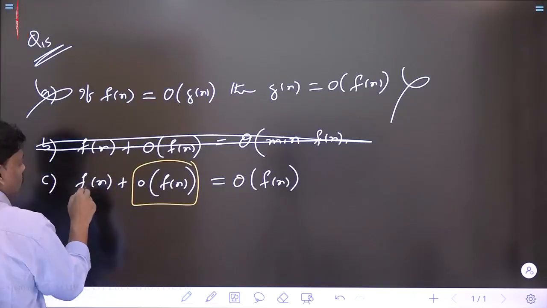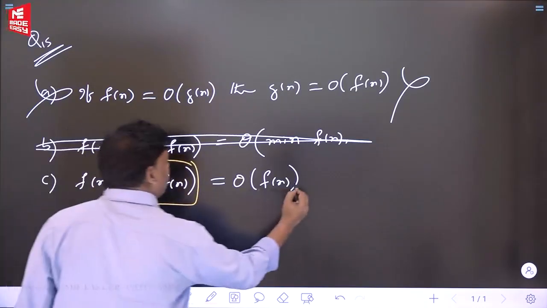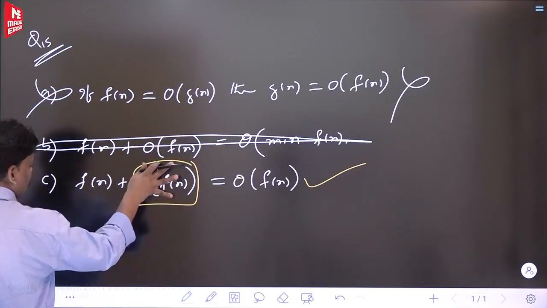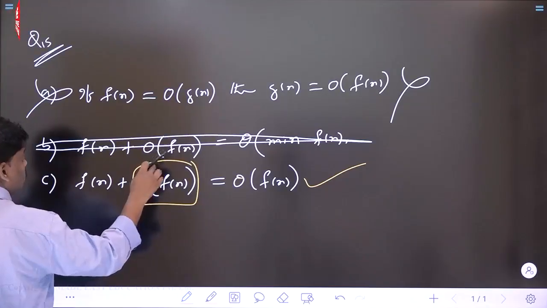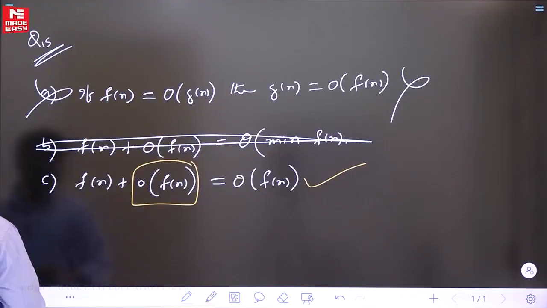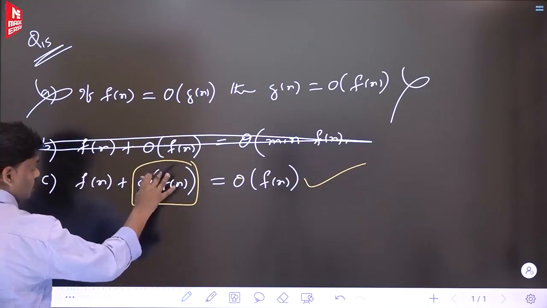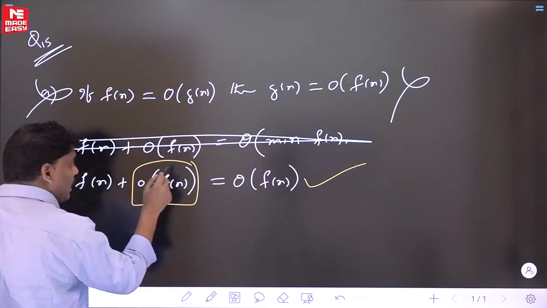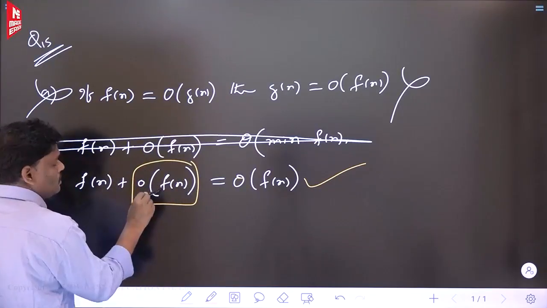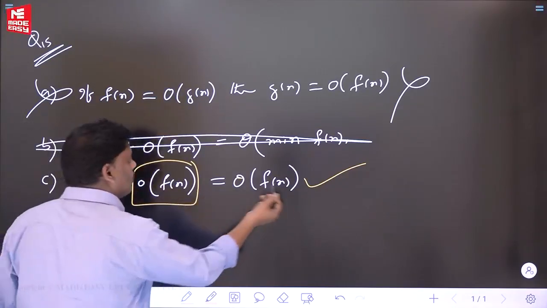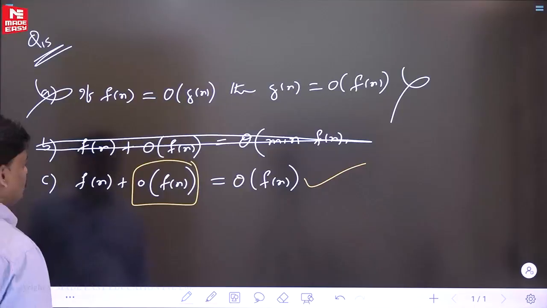Now can you help me? f of n plus something less than f of n is theta of f of n, right? Instead of writing the actual function, a strict upper bound is written, indicating the actual function is less than f of n. We have to talk about the actual function only. Here it is not an upper bound or lower bound, it is the actual function. For the actual function, the strict upper bound is f of n, so it is less than f of n. f of n plus something less than f of n is theta of f of n, there is no problem. So option C is right.